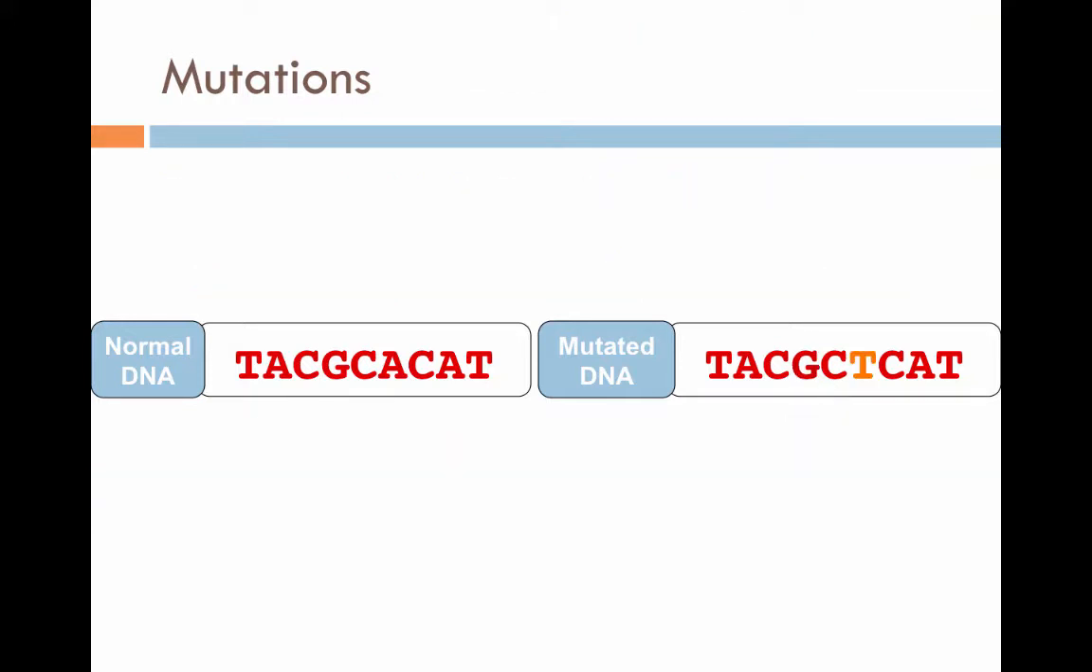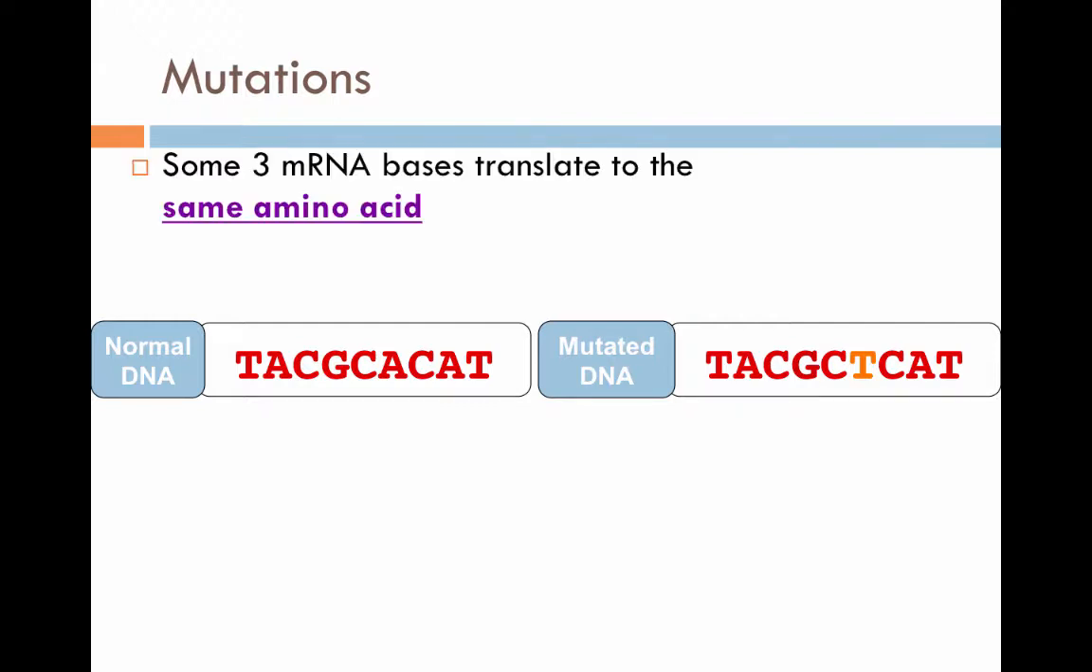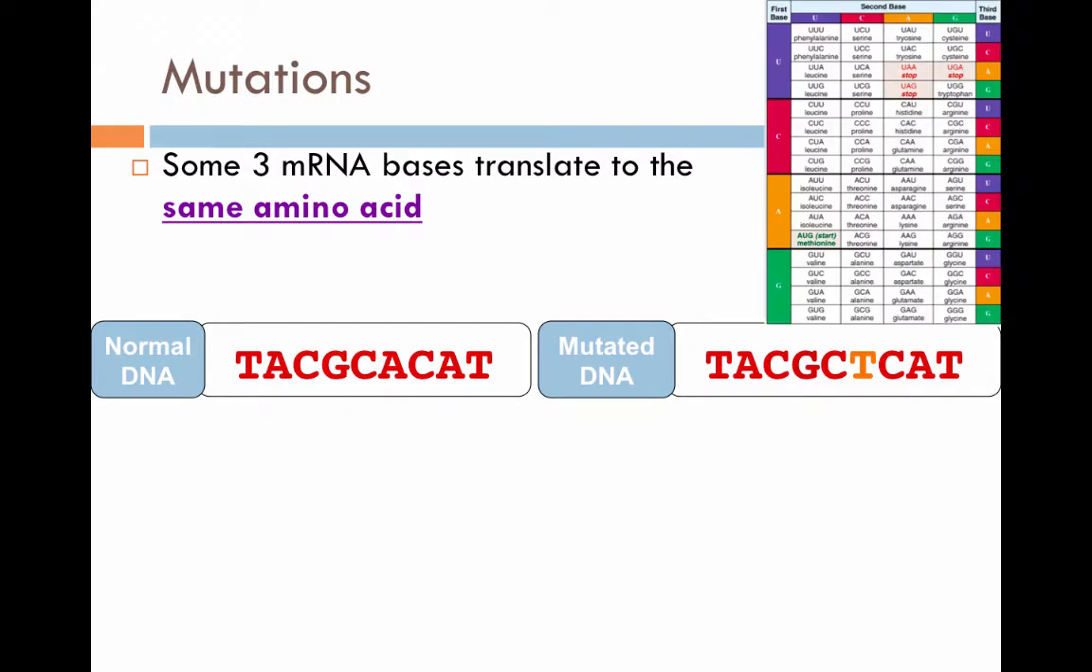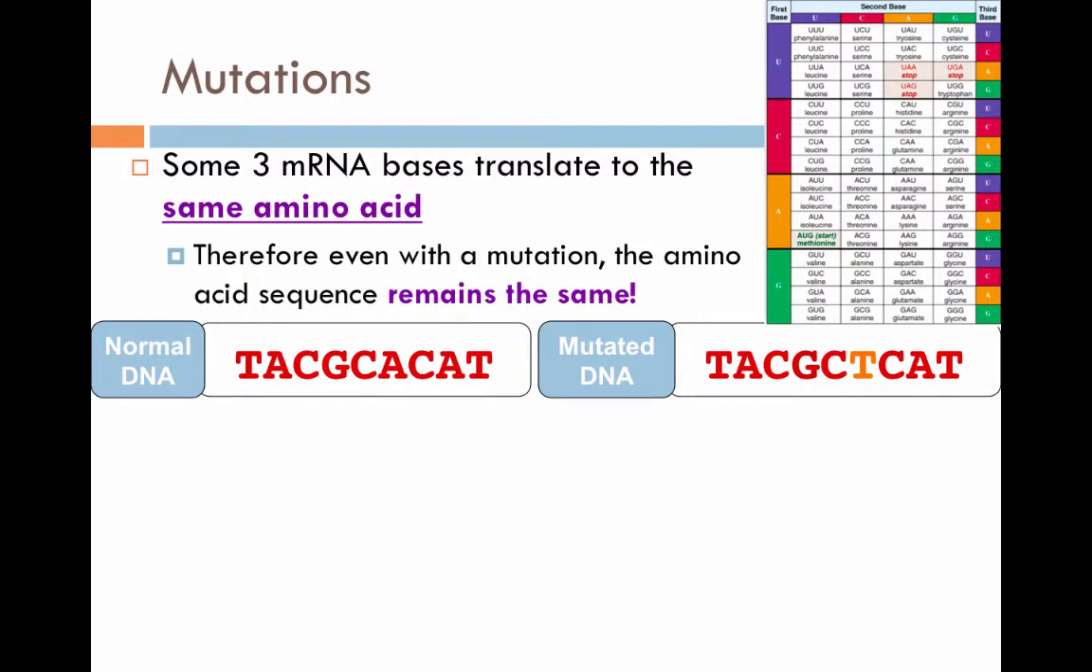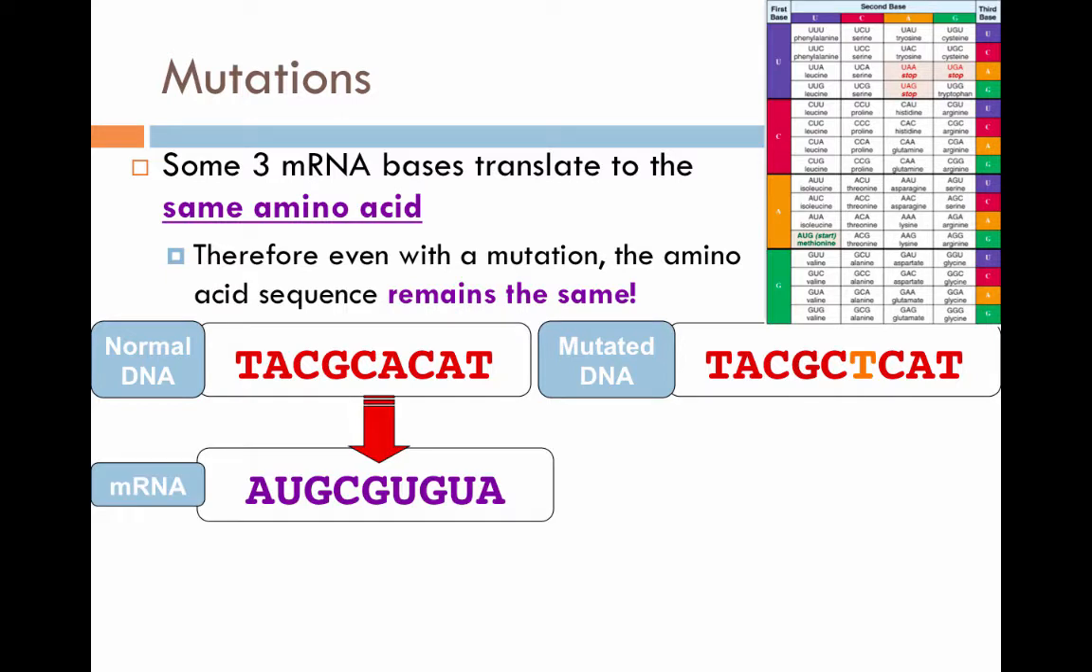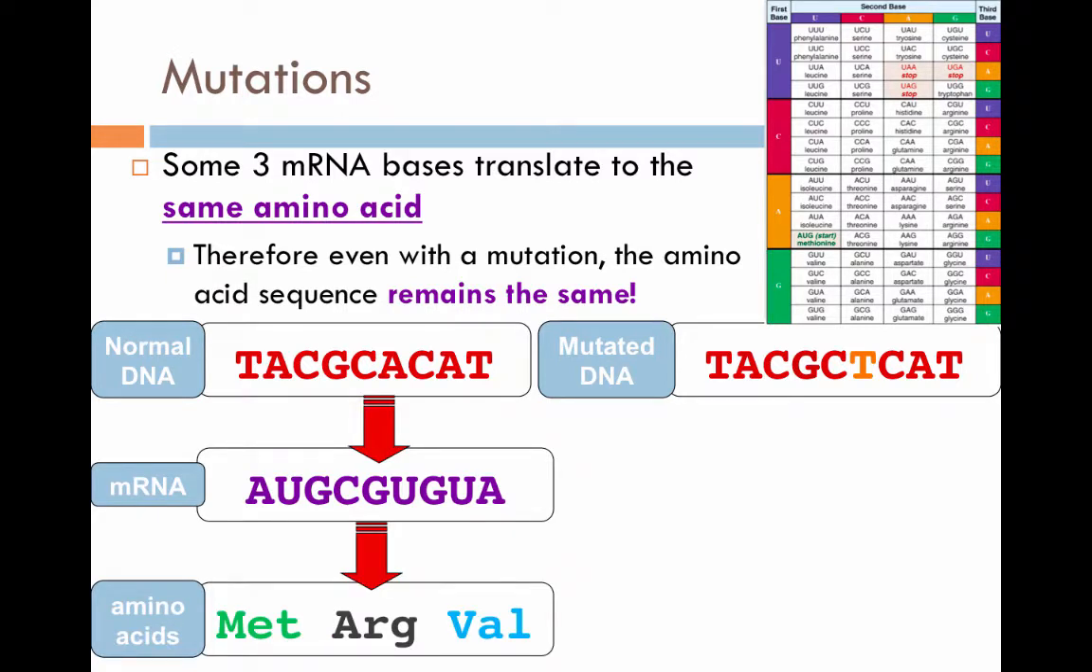But remember I said mutations may not cause a change in the phenotype of an organism? Why is that? Well, remember how some mRNA bases actually translate to the exact same amino acid? That is great news for you. Because let's pretend you got a mutation in your DNA. When the mRNA is copied, you may be lucky enough that the new mRNA strand codes for the exact same amino acid. Take a look.